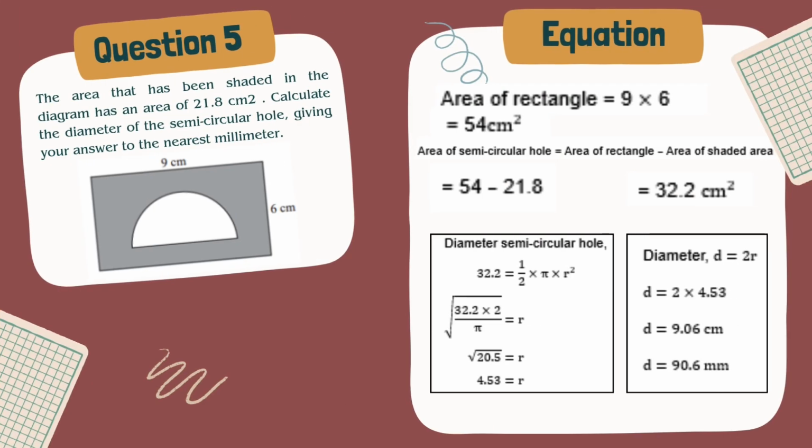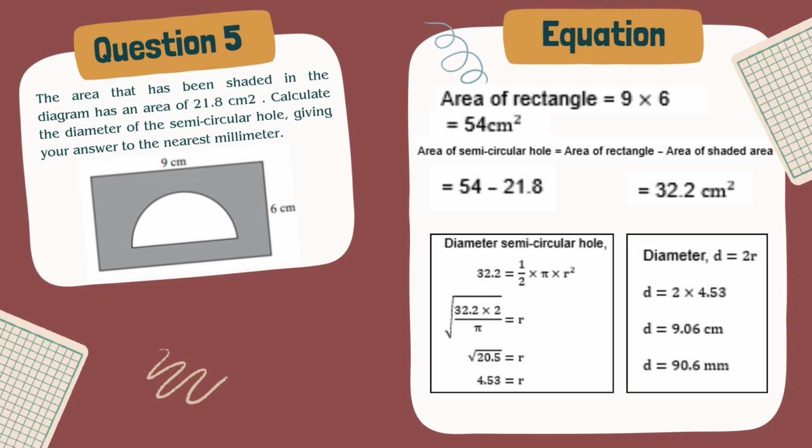For question 5, to find the diameter of the semicircular, first thing to find is the whole diagram area. The formula to find the area of rectangle is length multiplied by width. So the area is 54 square centimeters. After that, the area of semicircular hole is found by subtracting the area of shaded area from the area of rectangle. We already know this information from the equation just now, and the shaded area is given in the question. Therefore, the area of semicircular is 32.2 square centimeters.